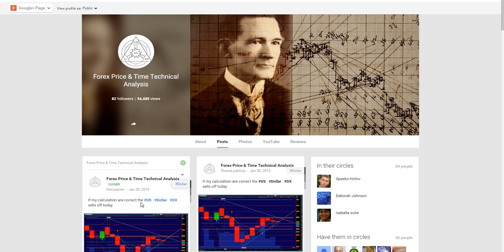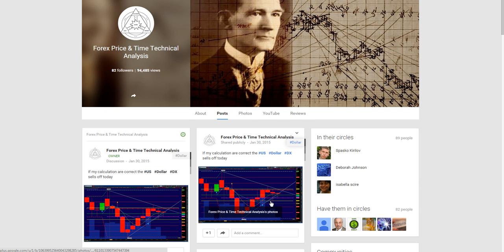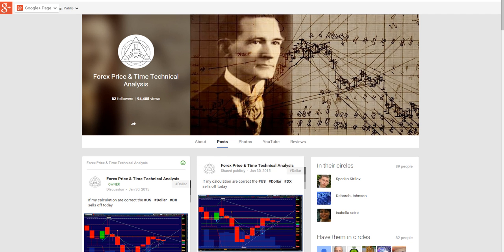Like here, my calculations are correct. US dollar sells off today. That was the 30th. And it did it, as you can see in the chart, at a triangle there, and it's just still hanging in there. Let's see how this open is going to be. Today should be an interesting day when it opens up.